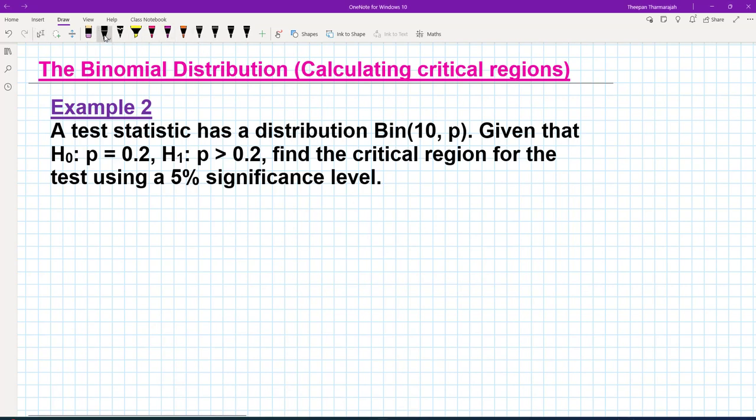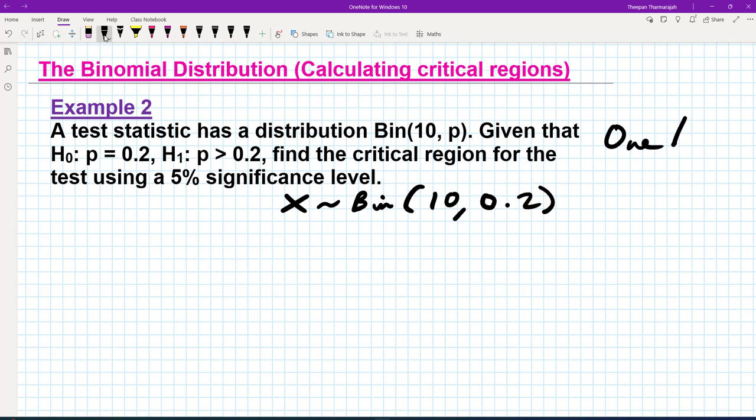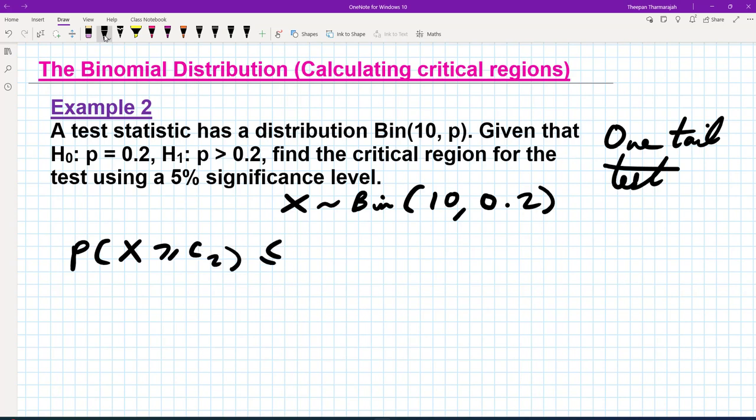Okay, welcome back. So we've got that X follows the binomial distribution where n is 10 and the probability is 0.2. Now we need to test the following hypothesis. It's a one-tailed test because it's greater than. So we can say that what we want is the probability that X is greater than or equal to C2 must be less than or equal to 0.05, because we're testing at the 5% significance level.